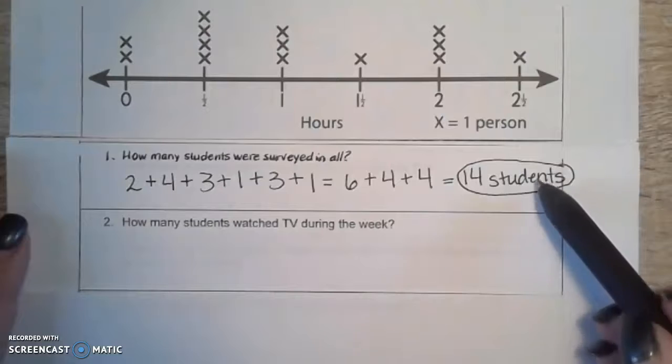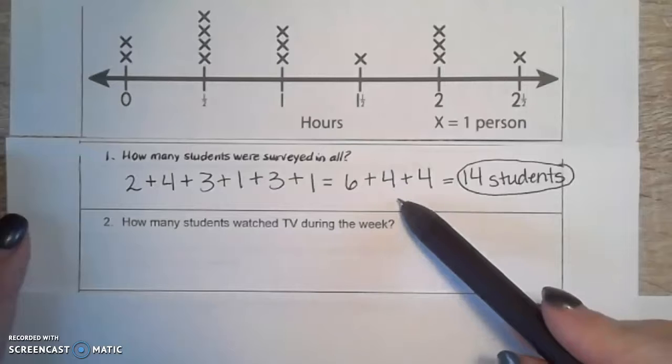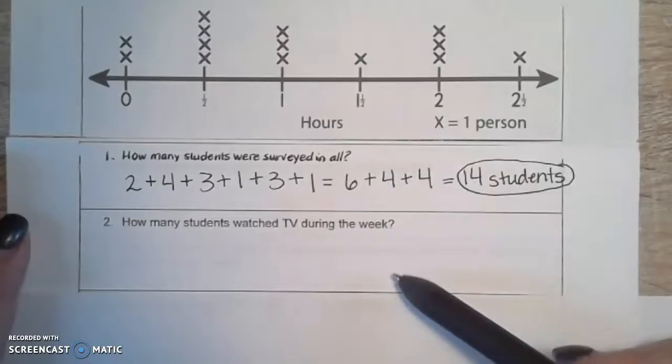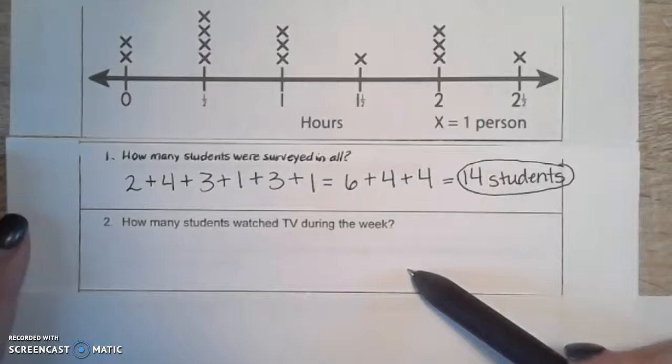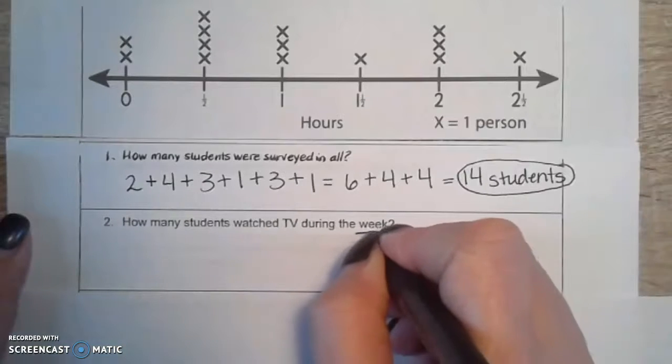Number 2, how many students watch TV during the week? I feel like that's the same answer. Maybe I should just put 14 here because how many surveyed in all, how many during the week, how many watched it, that would be the same. Oh, but I could take out zeros. I see something tricky here.